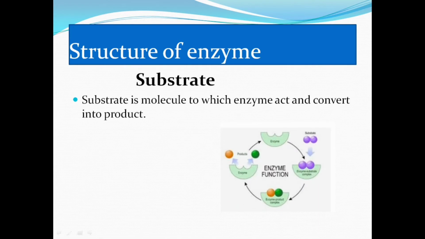This is a small picture of enzyme reactions, showing how enzymes work and convert substrate into product. This is the enzyme, and the substrate binds with the enzyme at the active site, and then the substrate-enzyme complex is formed. The enzyme then converts the substrate into products, and the enzyme is reused again, and the cycle continues.